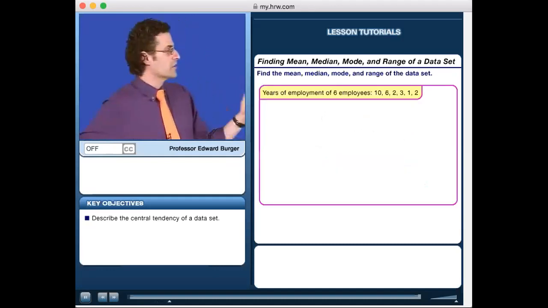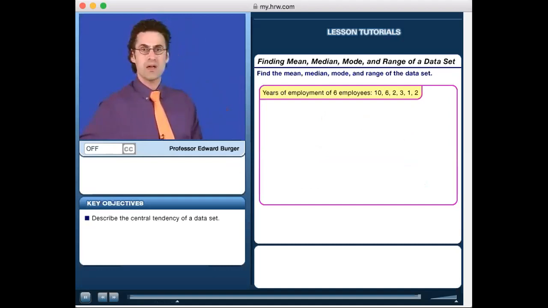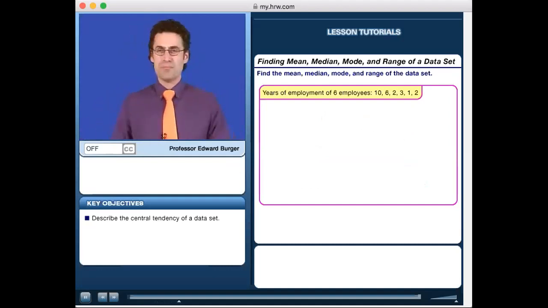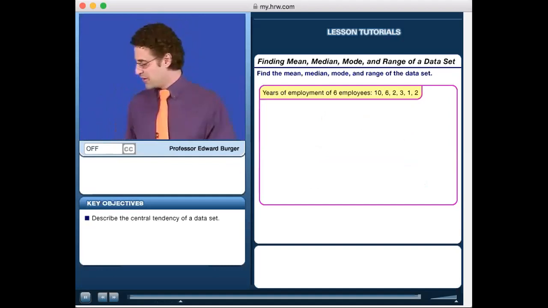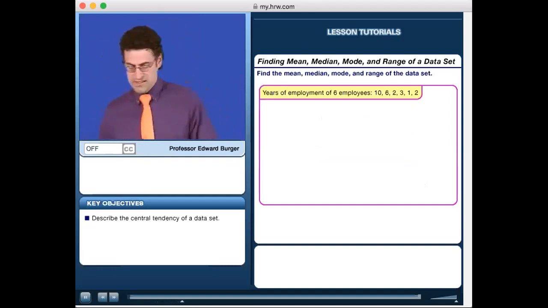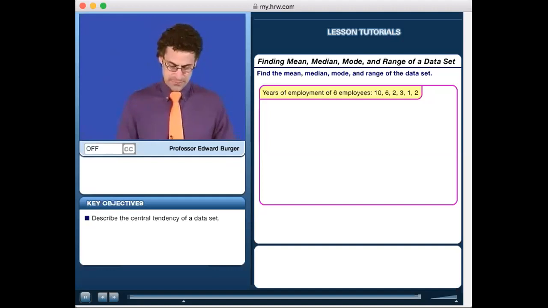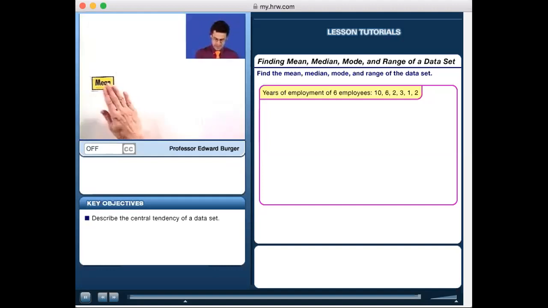All right, so there are 6 employees at a particular company, and their years employed at the company are given by 10 years, 6 years, 2, 3, 1, and 2. I want to figure out what is sort of the measure of central tendency. Well, there are actually several different ways that we can think about measuring this. There's the mean, the median, the mode, and then the range. So let's talk about these.